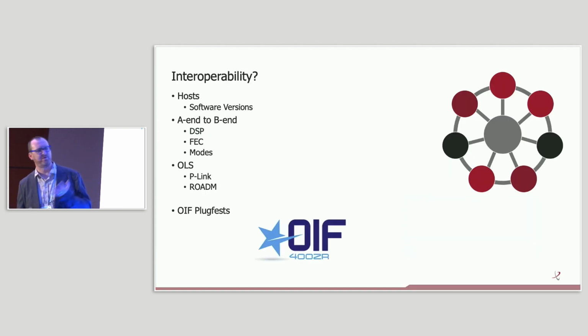So what about interoperability? We've got lots of different hosts, lots of different software versions. So that's one challenge, is how do the optics work in the different host systems? You've got A-end to B-end interoperability. If I've got a Cisco box at this end and a Juniper box at this end, and I buy the Cisco optic for the Cisco box, and the Juniper optic for the Juniper box, and they've got different DSPs on them, they've come from different manufacturers, how do I get them to work? There will be some base configuration that is supported by both. So there's a challenge in understanding all these different configuration options to make sure you can build something that works. And it could be the FEC, it could be the modes, your optical line system.